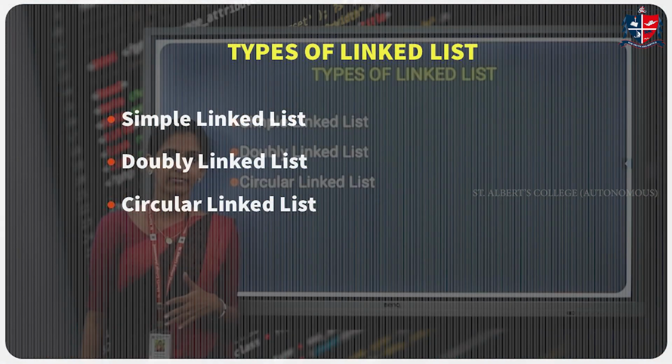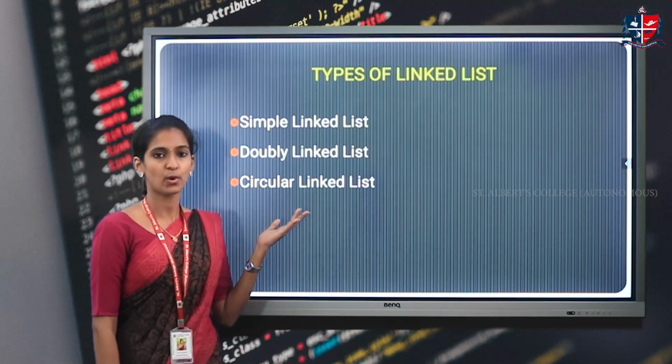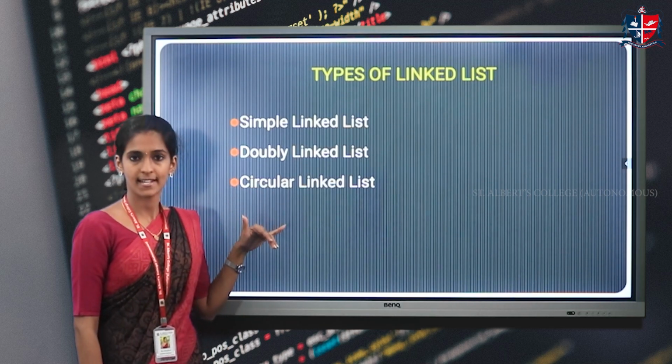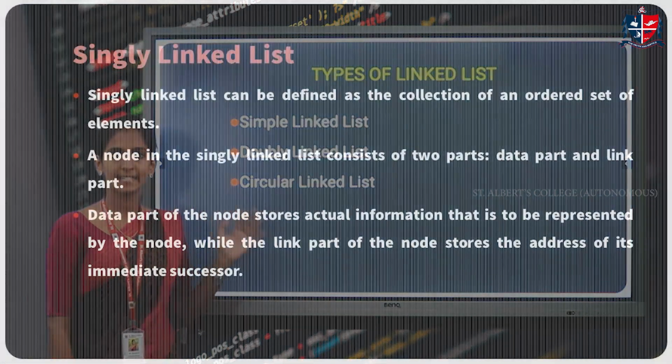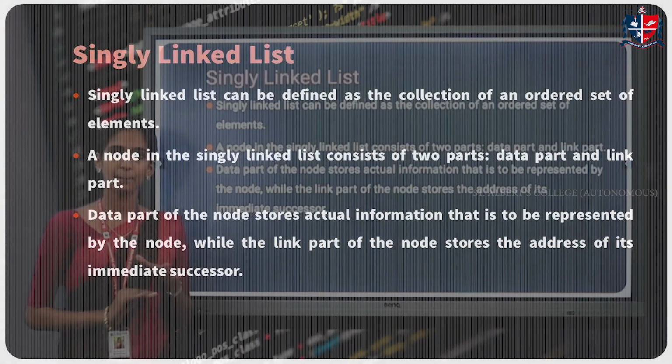There are different types of linked lists, such as the singly linked list, which is also known as the simple linked list, the second one is the doubly linked list, and the third one is the circular linked list. Now let's see the differences between these three. The first one is the singly linked list, which is a simple linked list.